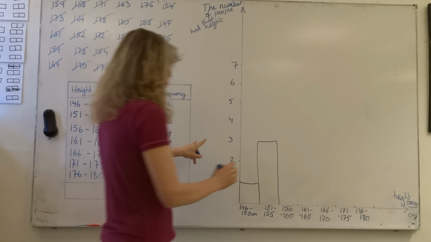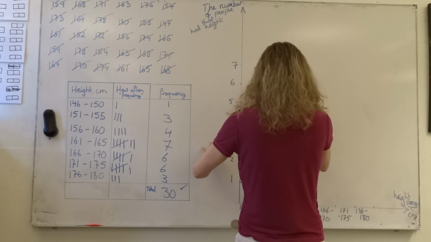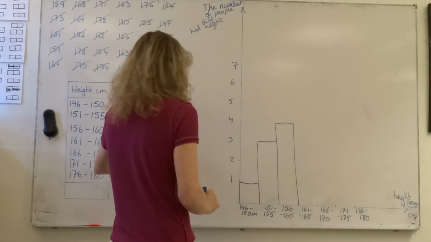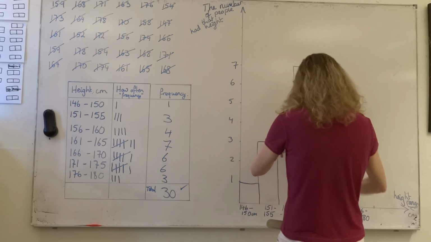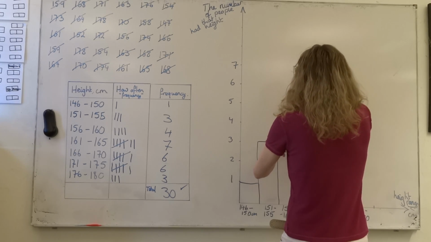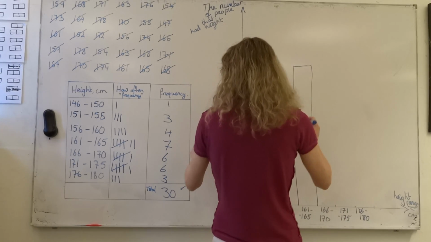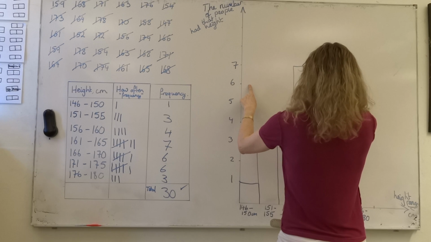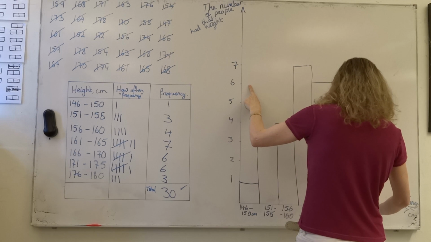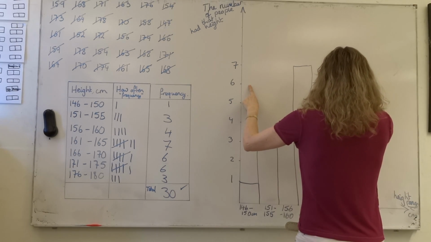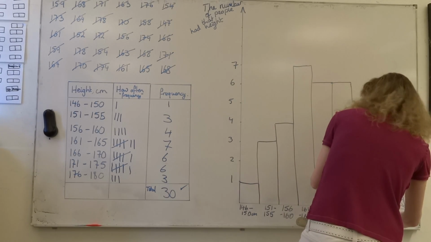The next height range had 4 people in, so we're going from 156 up to number 4. The next one had 7. So we're going from here all the way up to number 7. And when you do these in your books, you should use your rulers to make your histogram look really, really nice and neat. And then we had 6 for 167. So we'd go along here. And 6 for the next one as well. And then we finish off with, in the height range, 176 to 180. There were 3.